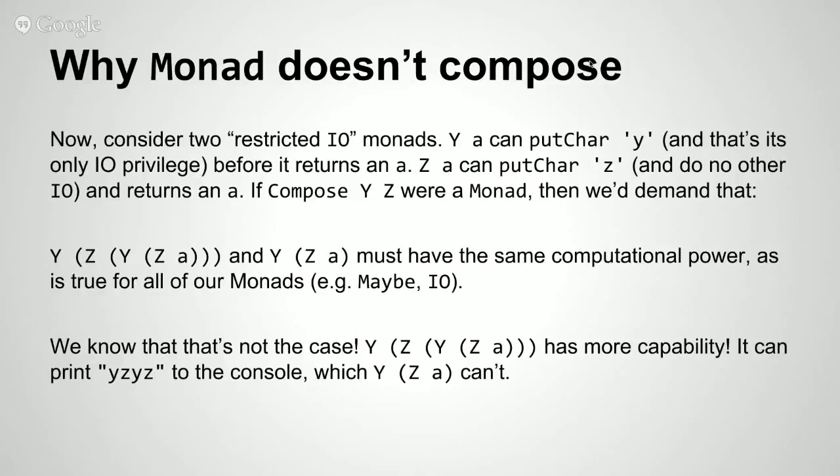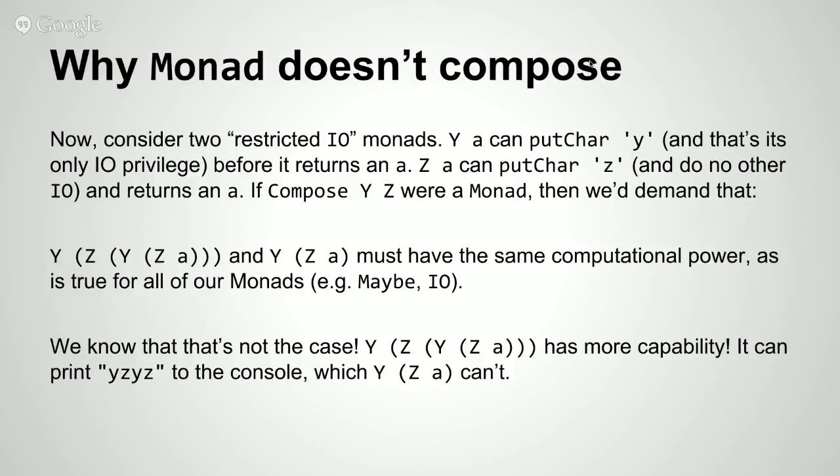So now let's talk about restricted I/O monads, which is something I haven't gotten into, but you can create a restricted I/O monad that can only do some of the I/O using module boundaries and some things like that. And we have YA, which the only I/O it can do is put the character Y to the console. That's the only I/O privilege it has, and then it returns an A. And ZA can put char Z's to the console, but it can't do anything else.